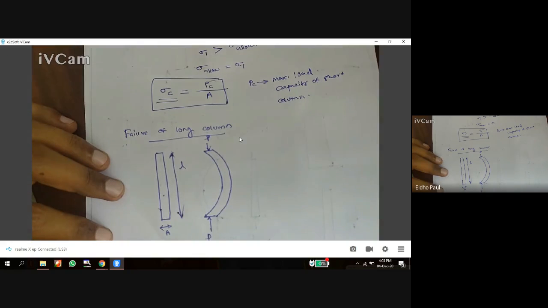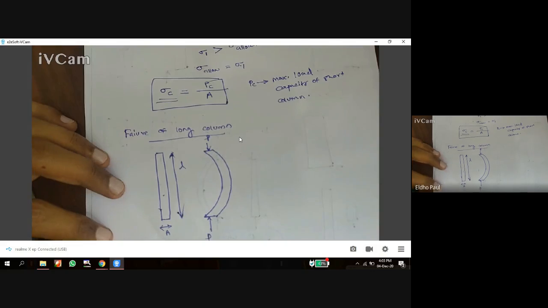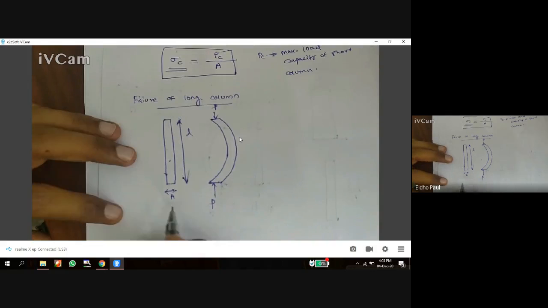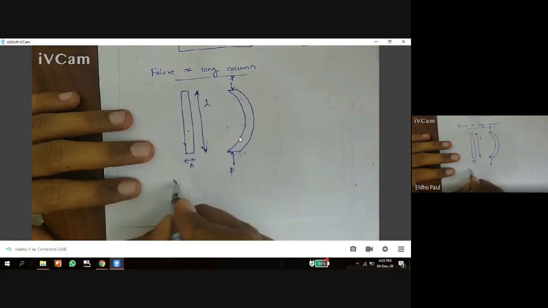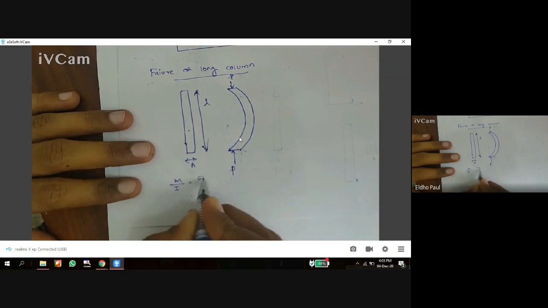Okay, and any column member resists this buckling, or bending. You may have studied about the moment of inertia I, the resistance offered by a section. Have you studied this equation? M by I is equal to sigma by y is equal to E by R.